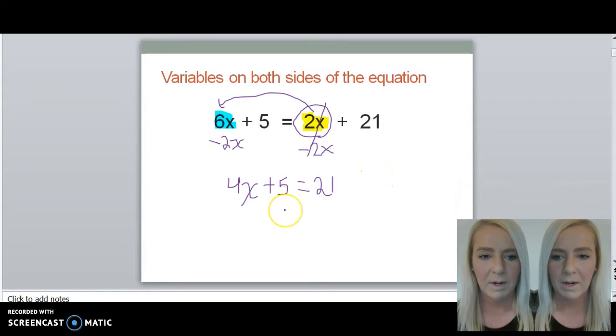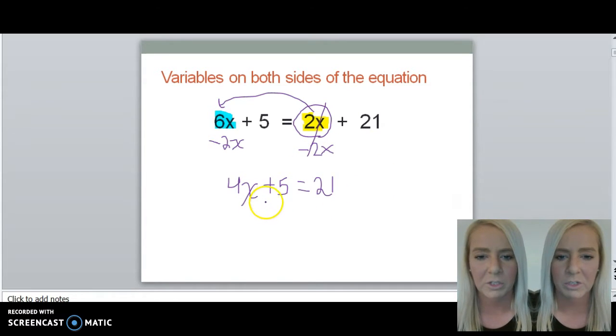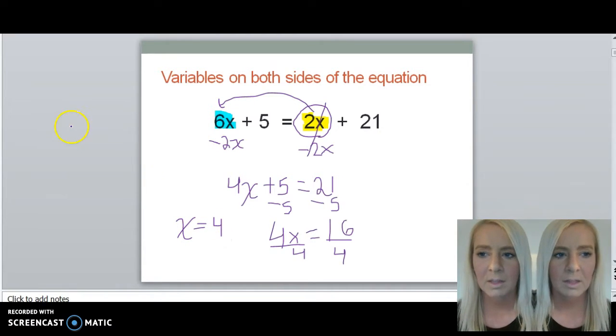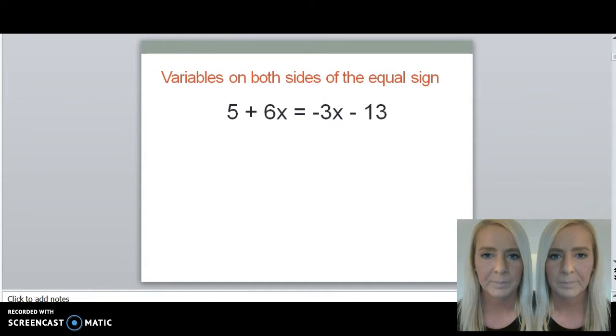At this point here, I can apply my knowledge of two-step equations to solve for the variable. So now I can subtract 5 from both sides. So I'm left with 4x equals 16. Then I can divide by 4 in order to solve for my variable. And x is equal to 4. Let's look at two more examples.